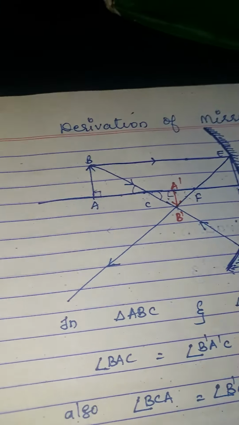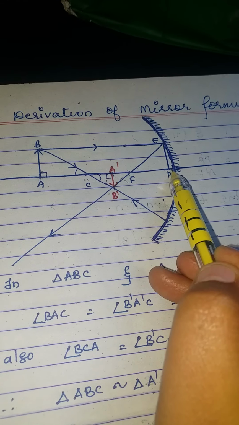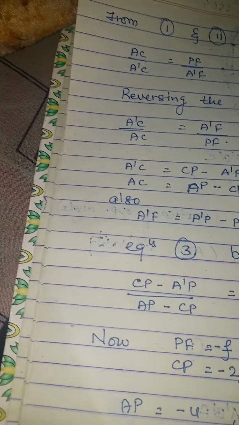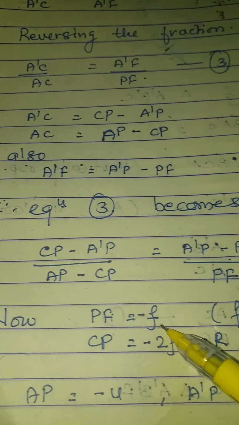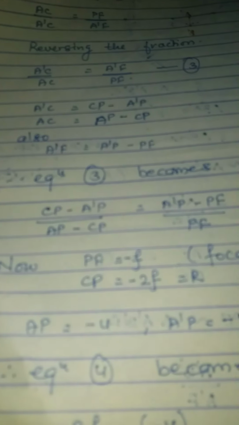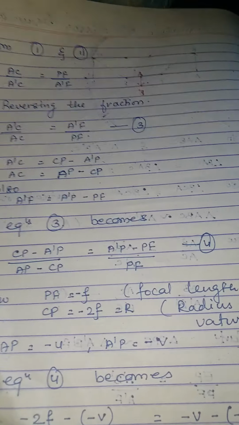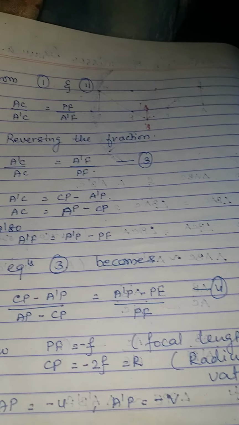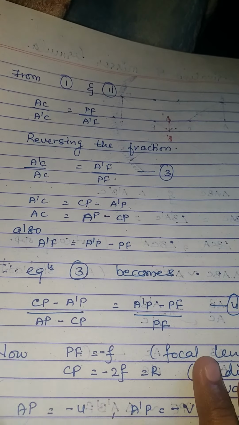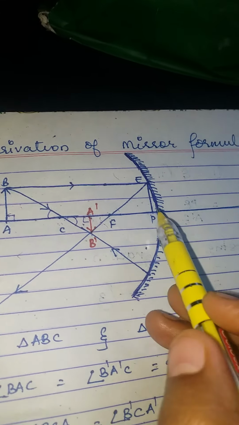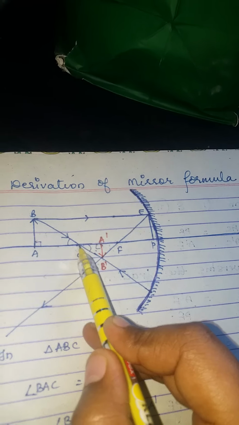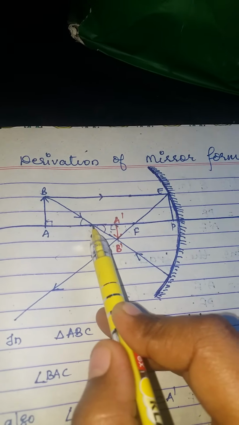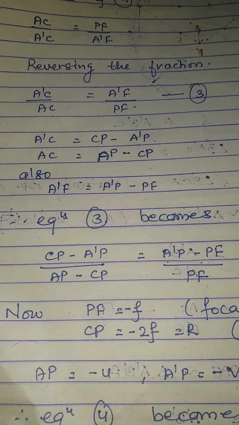Now what is the value of PF? PF is nothing but focal length. So instead of PF I have written minus f. Why have I written minus f? Because in the case of a concave mirror, focal length is considered negative because the focus is on the left hand side, right? What is CP? CP is the radius of curvature, and the radius of curvature is double the focus. So I can write minus 2f. So here CP is equal to minus 2f.